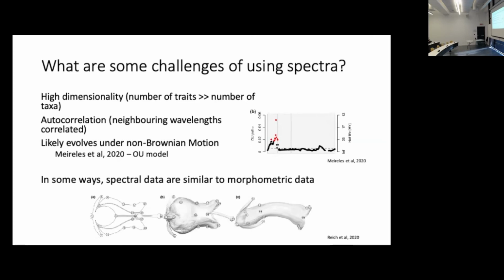We also have autocorrelation between the individual wavelengths, and this method also accounts for autocorrelation because it's developed for morphometric data, which has the spatial element as well. The method also allows us to evaluate non-Brownian motion models, which is something that isn't possible in a lot of other methods. They only include Brownian motion. So here we can test the OU model, which according to Morales et al., they think is the best fit model for individual wavelengths. So we suspect that may be the case for the full spectra as well. So given the similarities of spectra to morphometric data, we feel like this approach is well suited for spectral data.